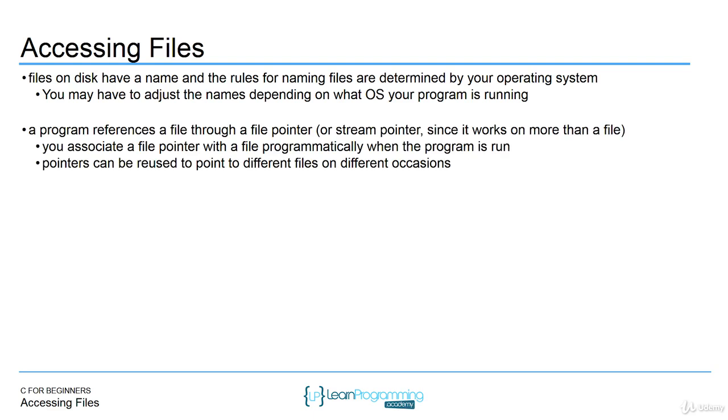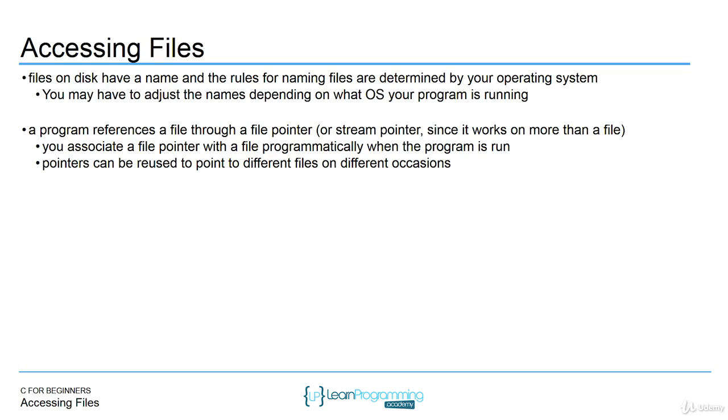A program references a file through a file pointer or a stream pointer. We mentioned this earlier, but the standard I/O functions work on any device. So it's called a file pointer, but it really should be referred to as a stream pointer. You associate a file pointer with a file programmatically when your program is run. What you end up doing is creating a pointer inside your program. It will be of type FILE, and that's going to represent the file when you read and write to it.